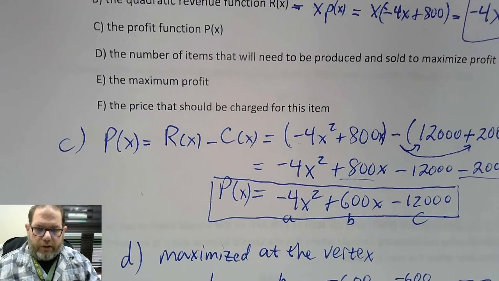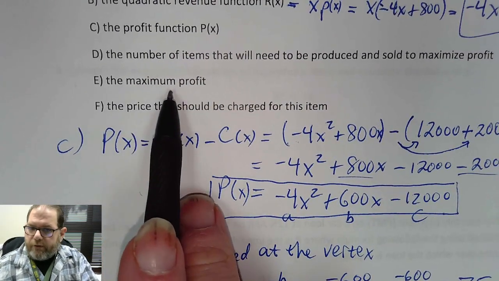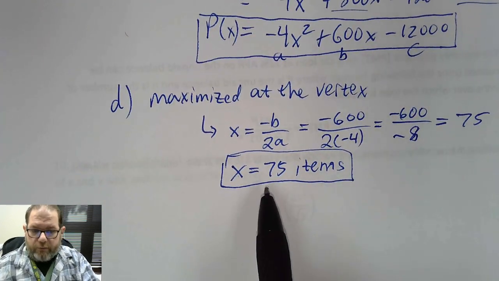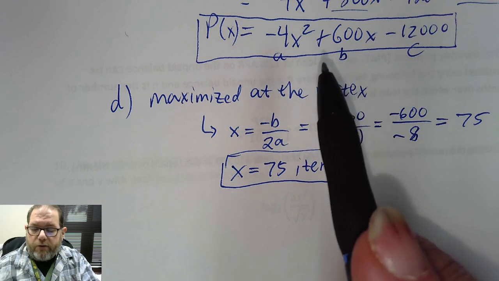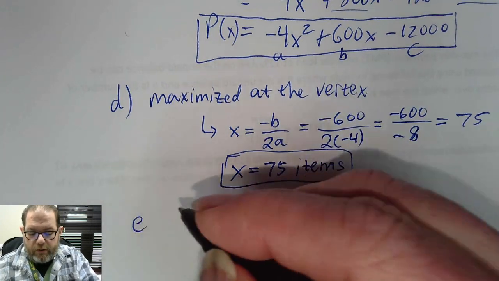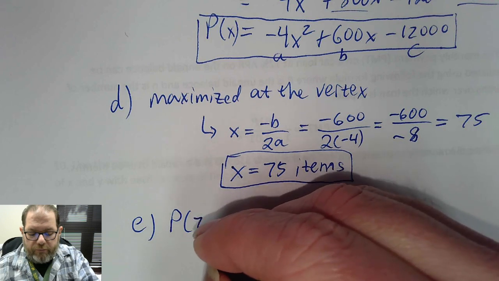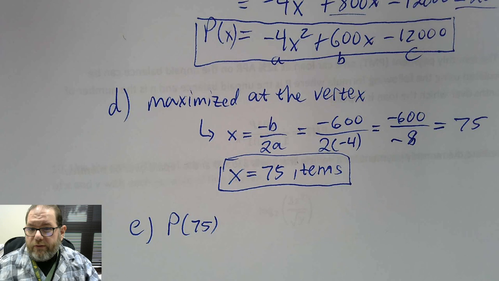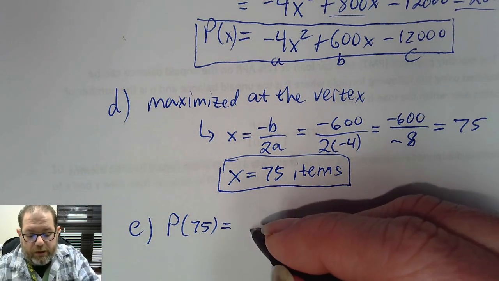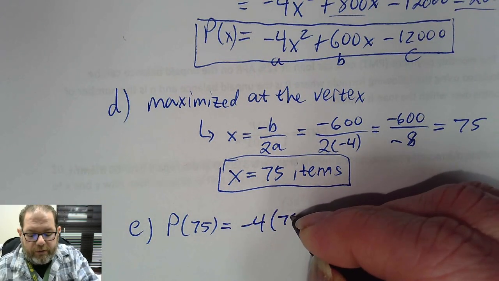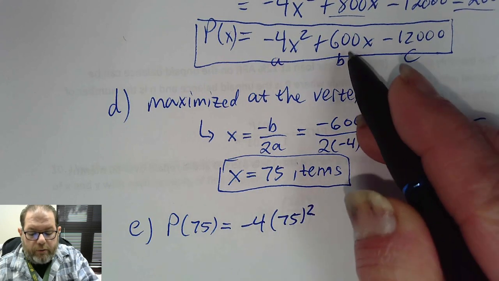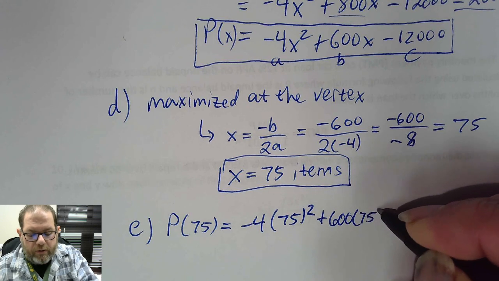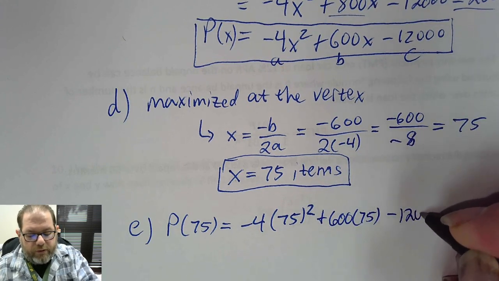Okay. But then the next part is, part E, what is that maximum profit? Well, to get the actual maximum, we take the x that we found and we'll just plug it back into our formula here for profit. So essentially, at this point, we're finding our profit function, capital P, evaluated at this value of 75. So this is just really a calculation problem now. So we plug that in, negative 4 times 75 squared plus 600 times 75. And then take away the 12,000.